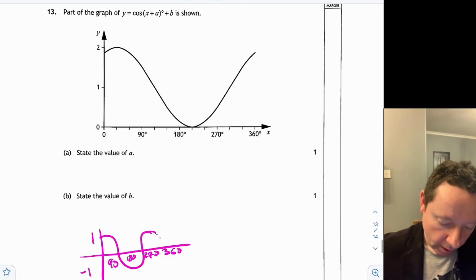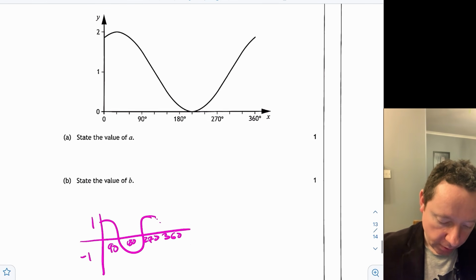So, the amplitude is between 1 and minus 1. So, the amplitude stayed the same, but it's added a number. Its maximum value is now 2. So, b is simply 1.